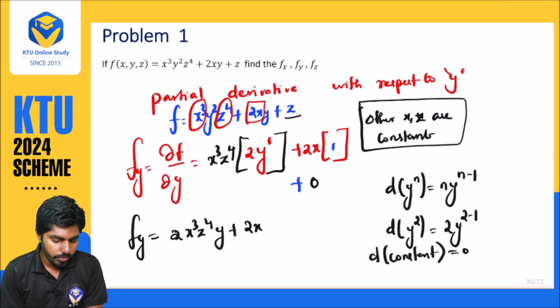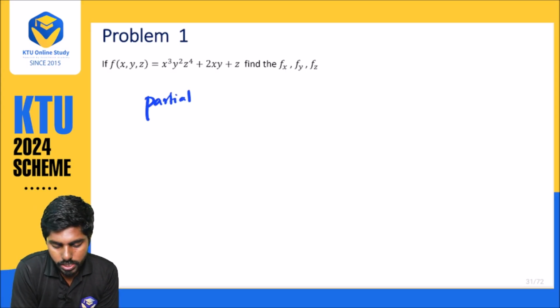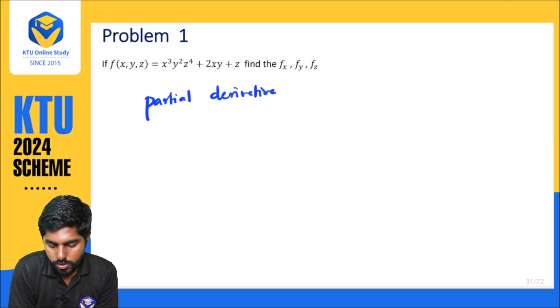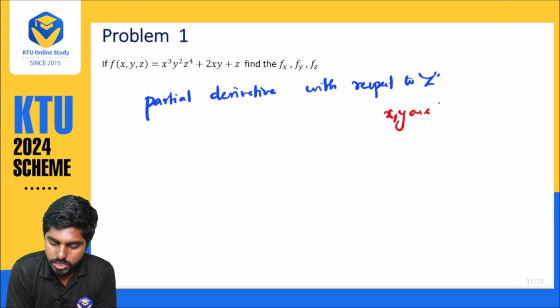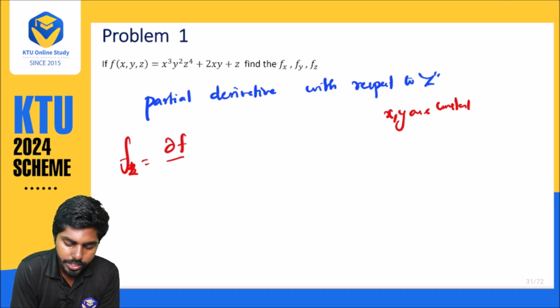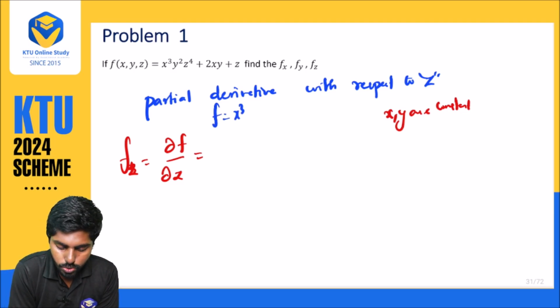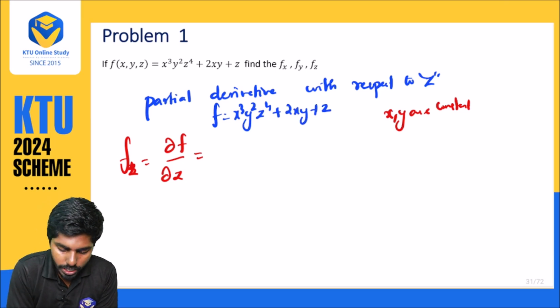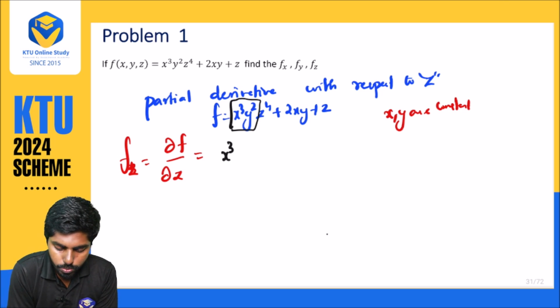Now with respect to z we want to identify the partial derivative. With respect to z means x and y are constant. That means f of z is equal to ∂f/∂z. What is f? F is x cube y square z power 4 plus 2xy plus z. So what are the constants? X cube and y square are constants.